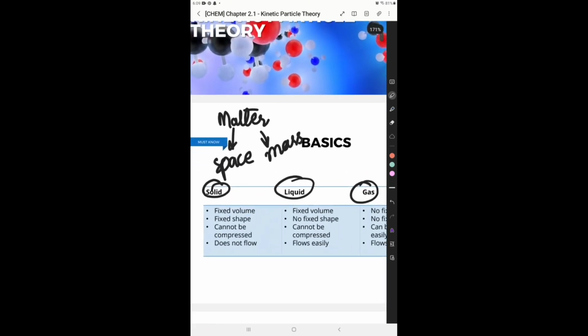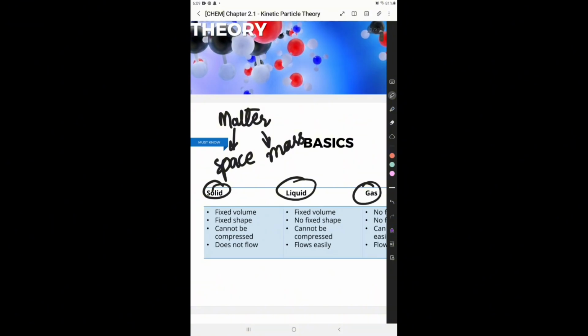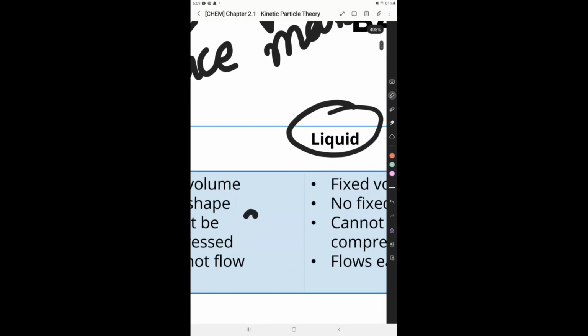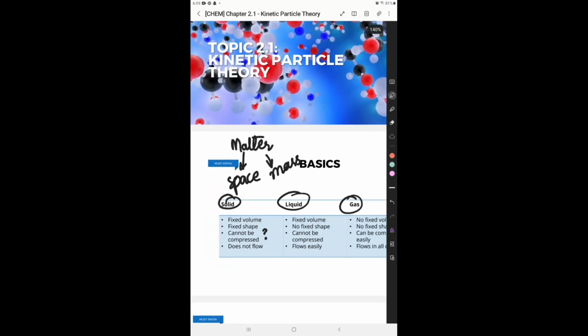So solids have a fixed volume, as you have seen when we see a book, it has a fixed volume, it has a fixed shape, and it cannot be compressed. Why can it not be compressed? It's because of the arrangement of atoms. When the atoms are arranged in a manner where there is no space for them, obviously they cannot be compressed. There is no space for them to move here and there. That's why they cannot be compressed, and that is the same reason they do not flow.